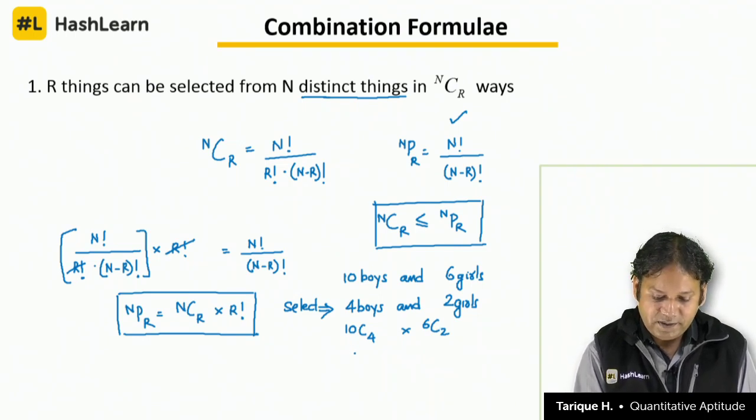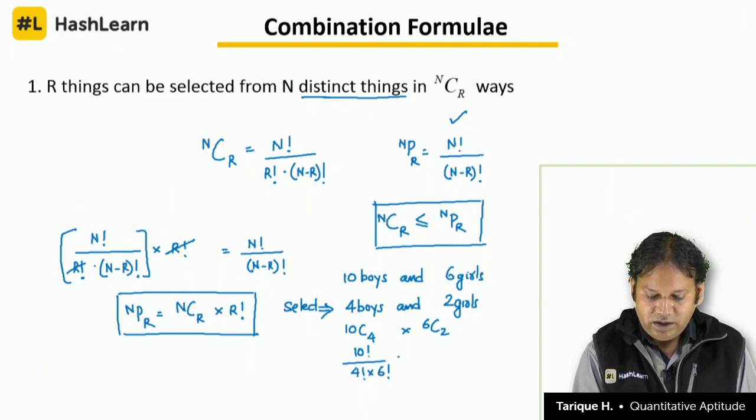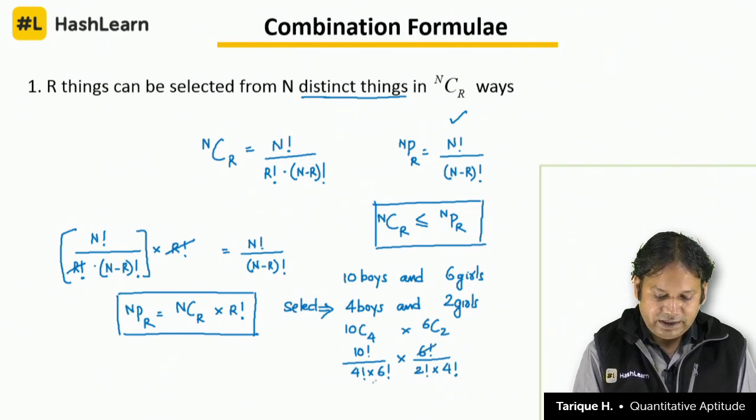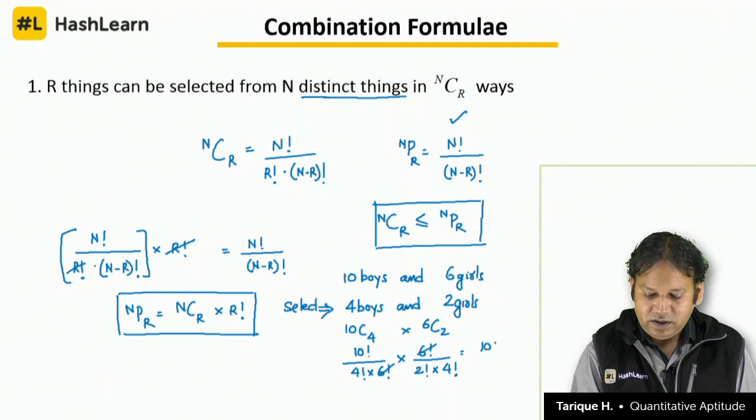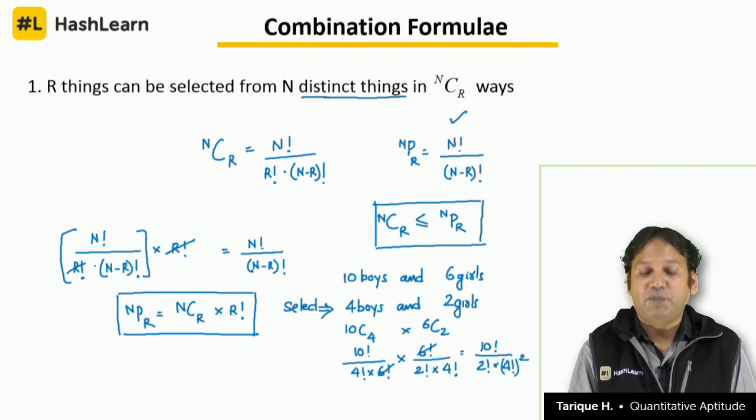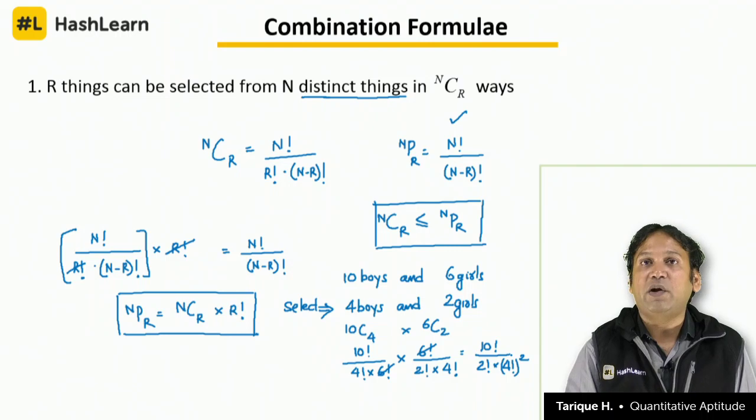If you want, you can simplify this. 10 factorial by 4 factorial into 6 factorial, into 6 factorial by 2 factorial into 4 factorial. 6 factorial can get cancelled, and then we can simplify this entire thing. 10 factorial divided by 2 factorial into 4 factorial, whole square. If you want a numerical answer, you have to put in the values and get the answer. But this is the overall understanding.